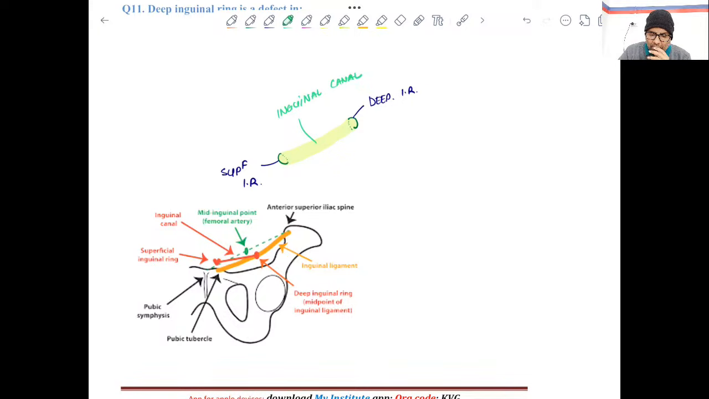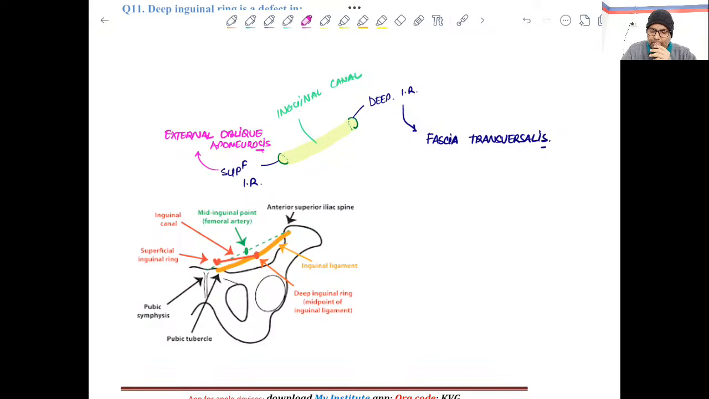Now these openings, the first thing you should remember is that these openings are not present in the muscles proper. These openings are not present in the muscles proper. This one is present in the fascia transversalis. Clear? This is present in the fascia transversalis, and this one is present in the external oblique aponeurosis.